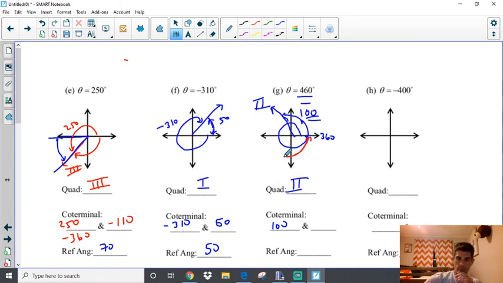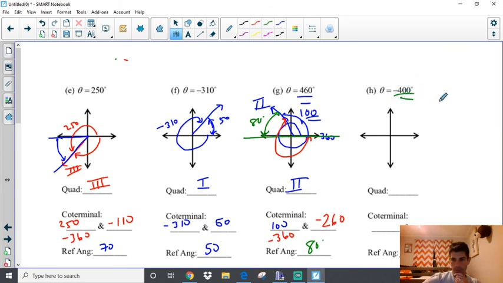Now I'm going to move in the opposite direction to create this coterminal, and that's going to be negative 260. Now I got to grab my reference angle. That's going to be from here to here, which is going to be 80 degrees. Again, you've got your 180.